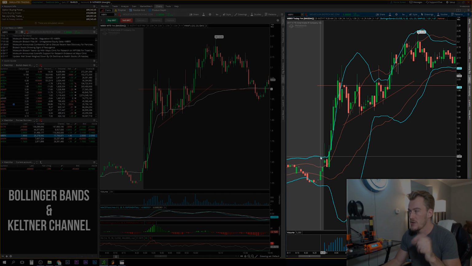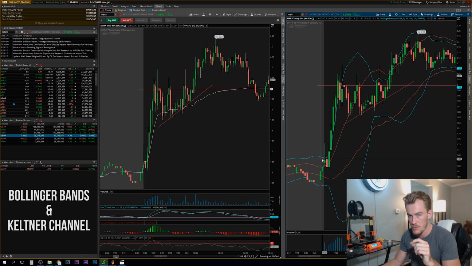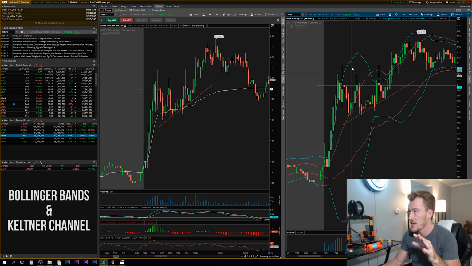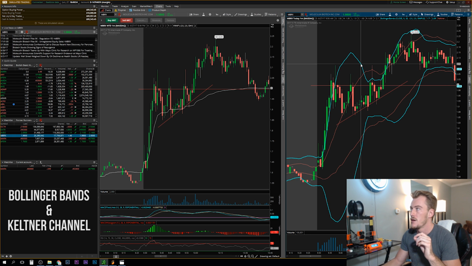Now, Bollinger Bands are a measurement of momentum and explosivity in a stock, and that's the blue lines. And you can see as the stocks explode out of the gate, Bollinger Bands explode out too. Now, typically, Bollinger Bands and Keltner Bands, when they're together, can be a really good indication of where a stock's going to go. For example, they start to converge here and they cross.